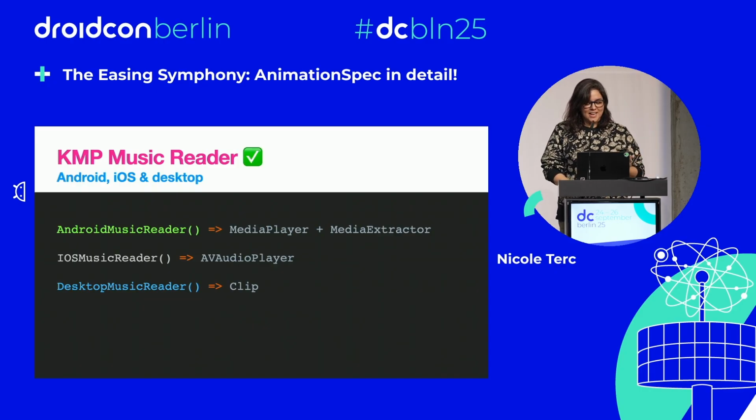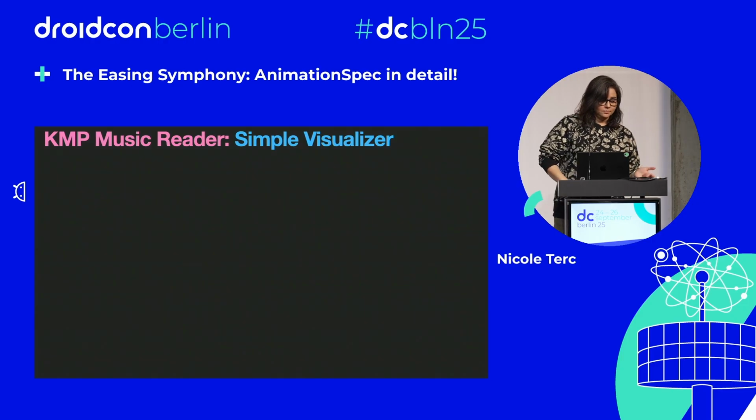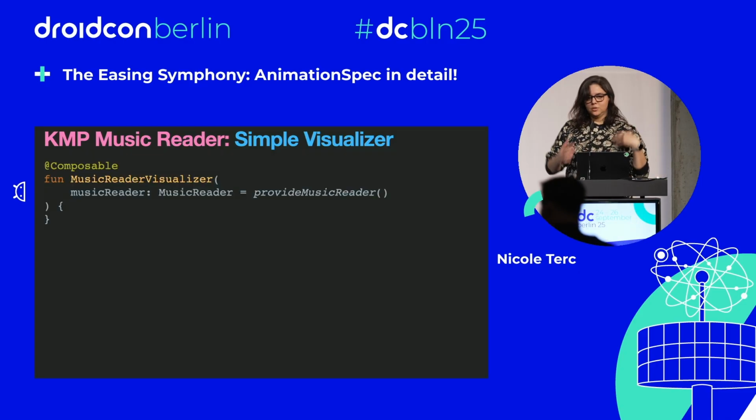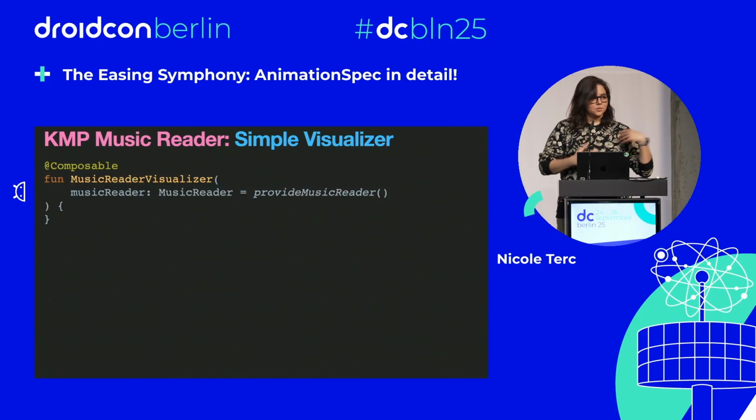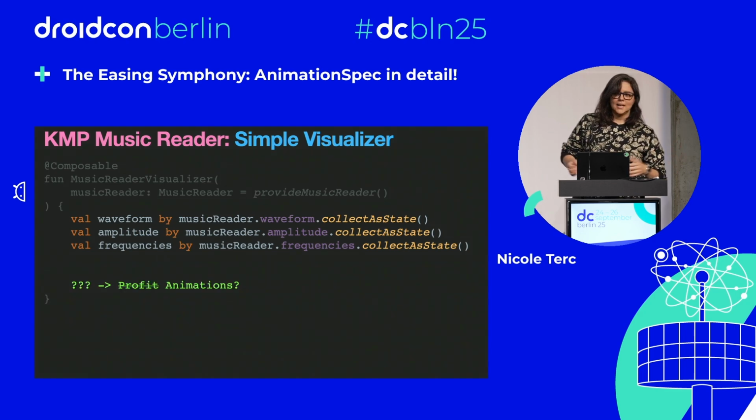But cool. Now that we have our music reader, let's start making some fun, right? I promised some music visualizers. So let's start with a simple visualizer for our music reader. In order to start this thing, of course, we're going to start our composable, which is going to be a music reader visualizer. We're going to start listening to the changes of these properties. And after that, we're going to animate them, right?